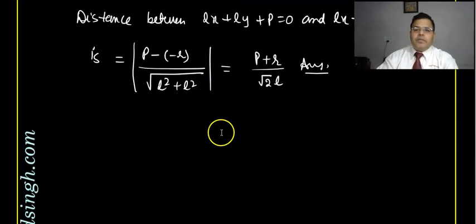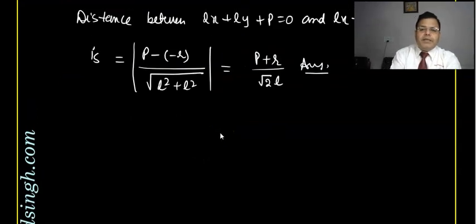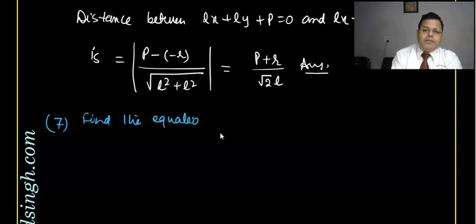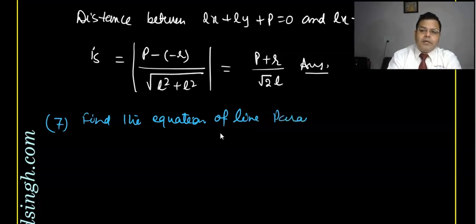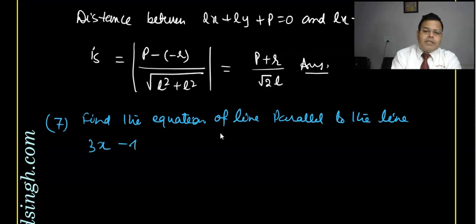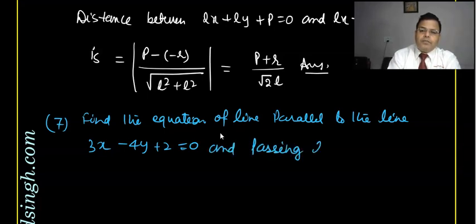Now let us solve some questions. Question number 7 is given here. Find the equation of the line parallel to the line 3x minus 4y plus 2 is equal to 0 and passing through minus 2, 3. Right?